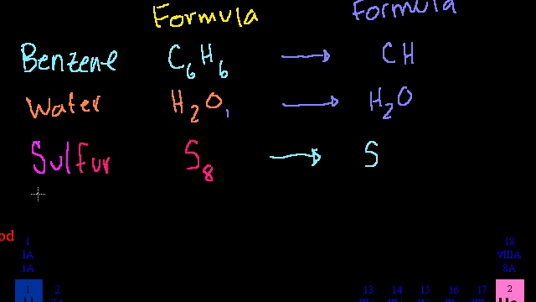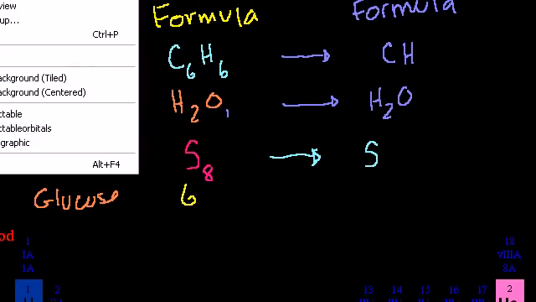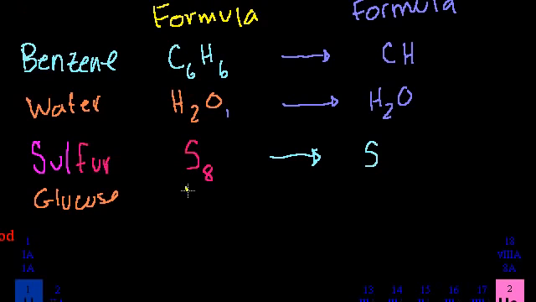Glucose. Let me pick a new color. Glucose. The molecular formula is C6H12O6. So for every 6 carbons, there are how many hydrogens? There are 12 hydrogens and 6 oxygens.